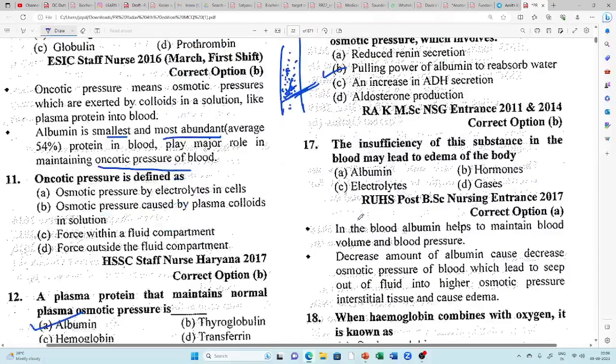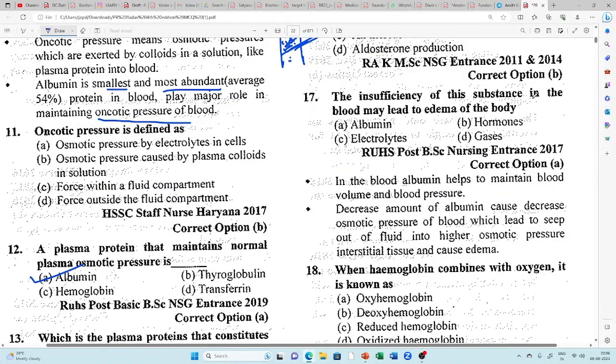Next one: the insufficiency of this substance in the blood may lead to edema of the body. What is that? That is albumin. Why does this occur? If there is a deficiency of albumin in a patient, it leads to reduced viscosity of blood. Because of that, the osmotic pressure will decrease, and the fluid or water content of the blood will leak from the blood into the interstitial spaces, that means outside the blood vessel, in between cells, so that particular part becomes edematous or swollen.